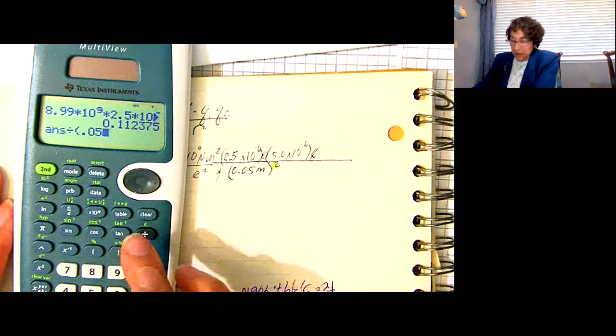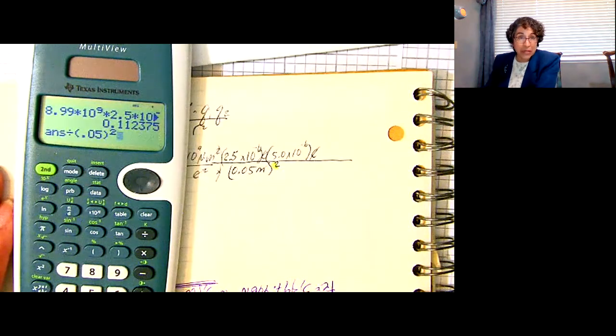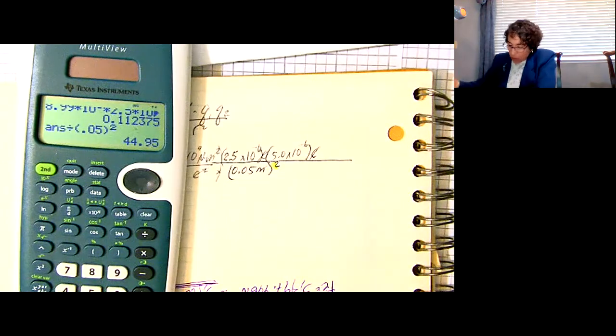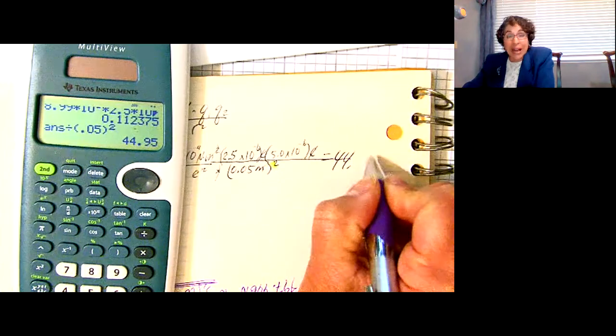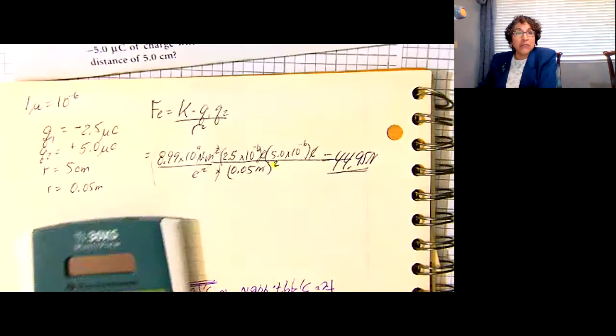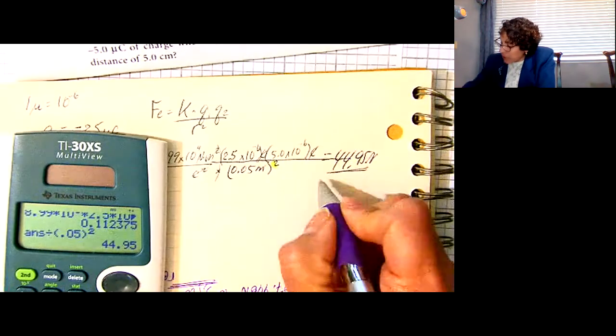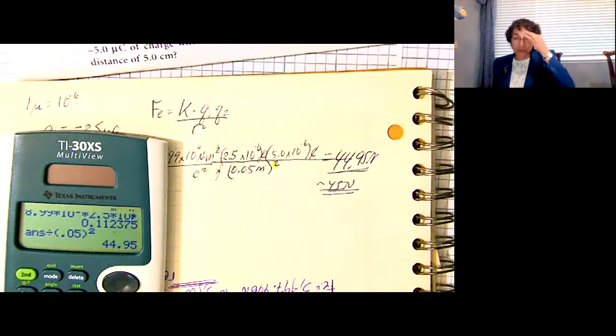0.05 meters, and that I want squared. Maybe I didn't need parentheses, but I always say that, so sorry. There we go. And I get 44.95 newtons. So with the significant figures that they gave us, just 2, that would be about 45 newtons.